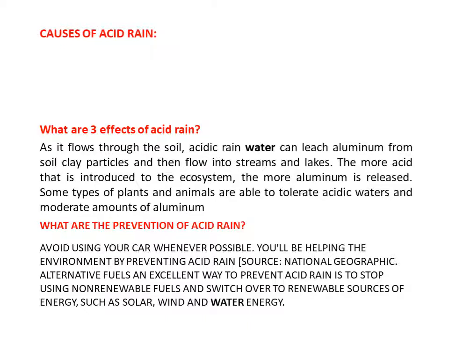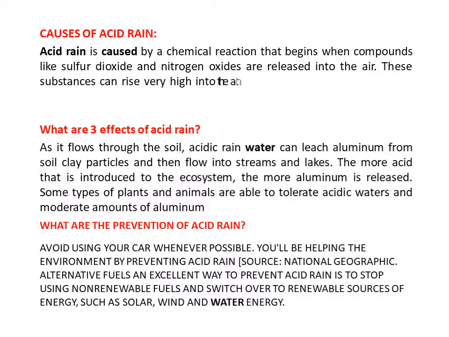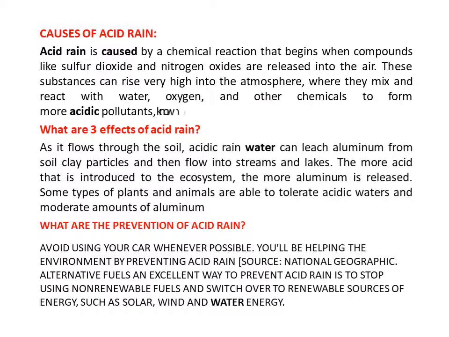Now, causes of acid rain. Acid rain is caused by a chemical reaction that begins when compounds like sulfur dioxide and nitrogen oxides are released into the air. These substances can rise very high into the atmosphere where they mix and react with water, oxygen and other chemicals to form more acidic pollutants known as acid rain.